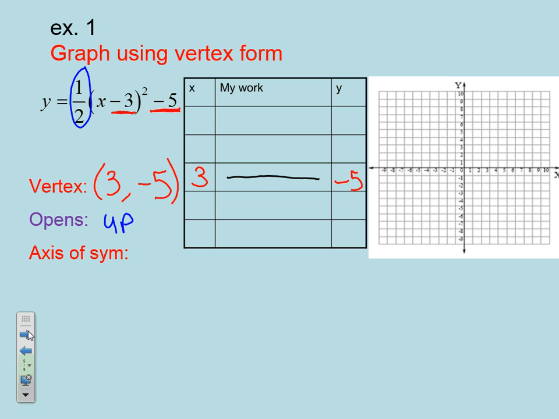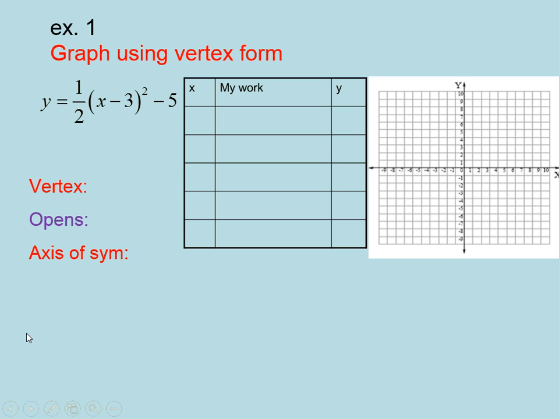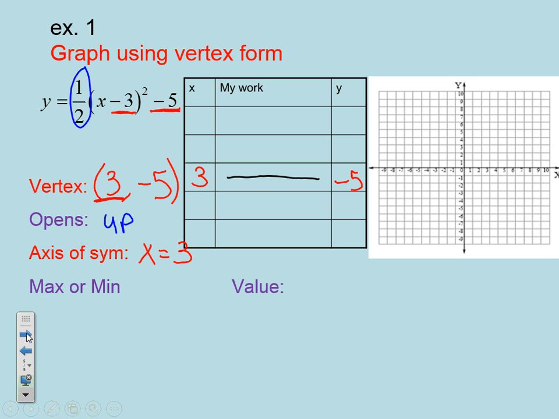Axis of symmetry. Now remember, this is always whatever our x value is. So it's x equals 3. We can also determine if it's going to be a max or min and our value of our max or min before we continue. Since we're going up, we're going to have a minimum. And our value, remember, is always our y value. So our y is equal to -5. So it's going to be -5.